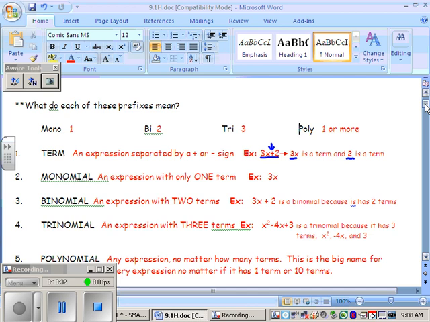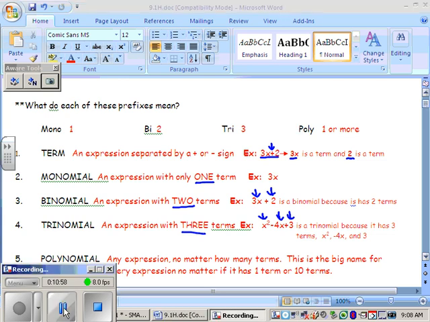A monomial is an expression with only one term, like 3x. A binomial is an expression with two terms, like 3x plus 2. Here's our two terms. A trinomial is an expression with three terms. As you can see, we have x squared, negative 4x, and 3. And then let's scroll down below so we can talk more about a polynomial and look at further examples.